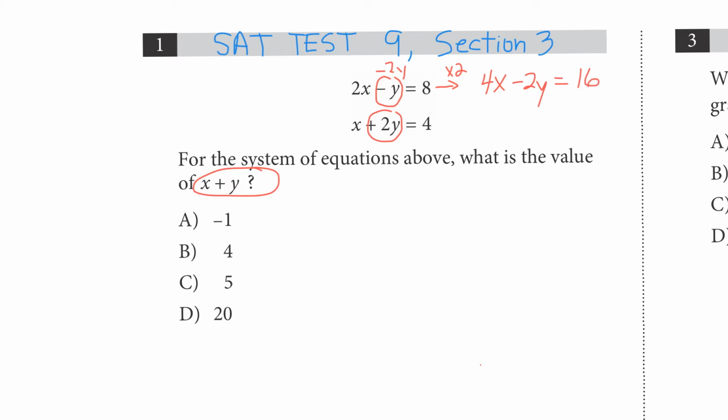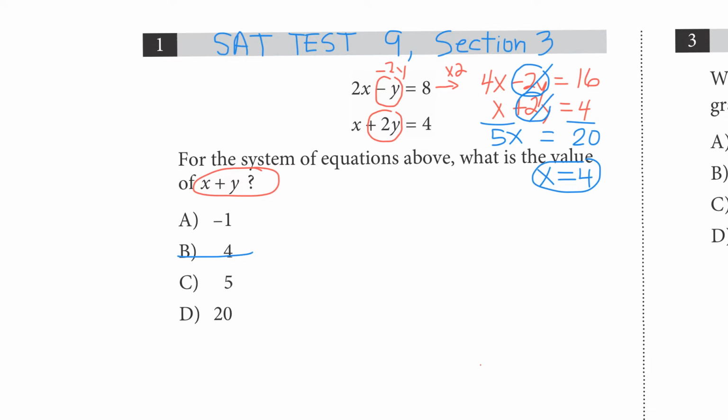Okay? And then the second equation, all we're going to do is add x plus 2y, and that's equal to 4. And you notice that the minus 2y and the plus 2y will cancel by elimination. So we now have 5x is equal to 16 plus 4, which is 20. And if you divide by 5, we now have that x equals 4. Now, if you look at the answers, there's 4 there, but that's not what we're looking for, so it can't be this one. We're looking for x plus y.